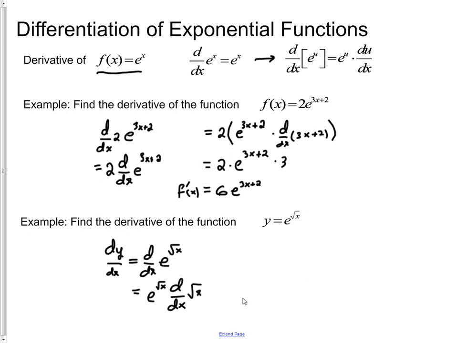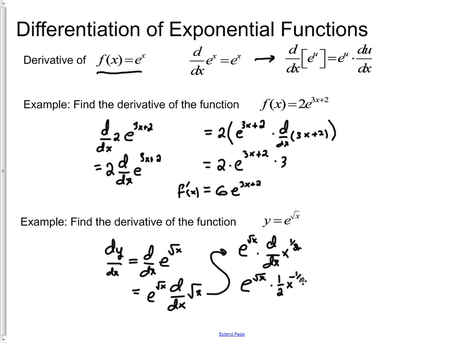Well, the square root of x, don't forget, is x to the 1/2 power. So we've got e to the square root of x times the derivative with respect to x of x to the 1/2 power. And using our power rule for derivatives, we're going to take e to the square root of x and multiply that by 1/2 times x to the negative 1/2 power. Boy, I have those e's floating around. I'm going to confuse myself. Let's try that again: x to the negative 1/2 power.